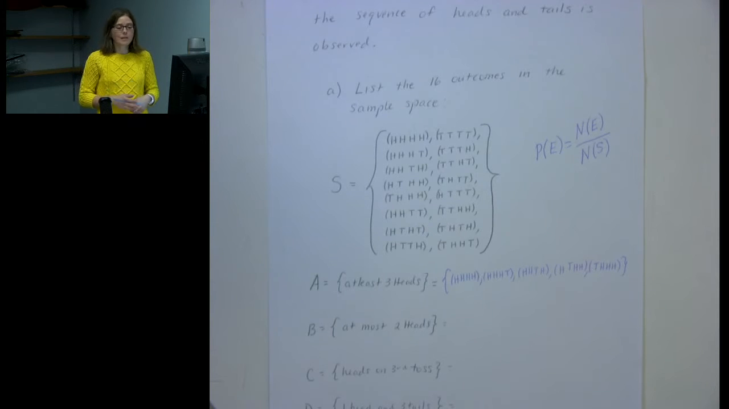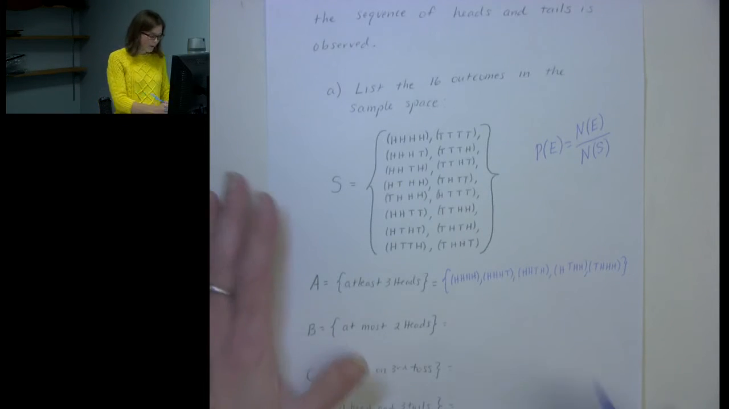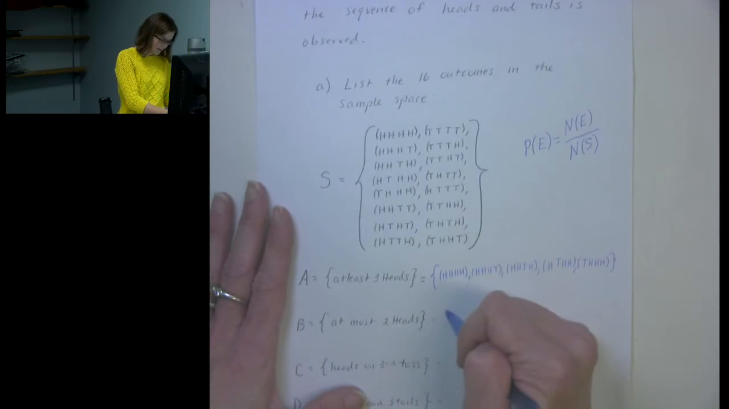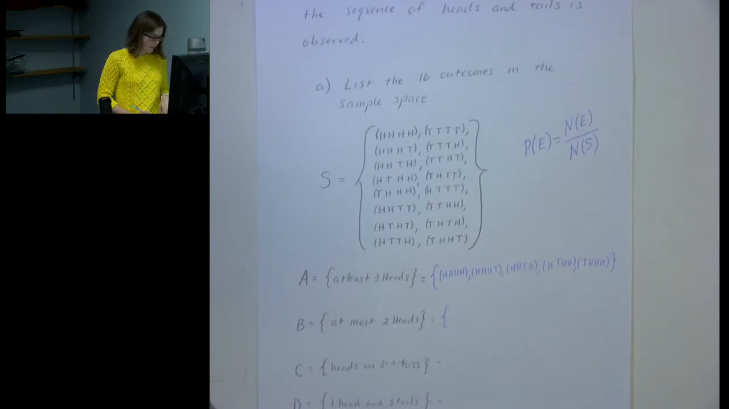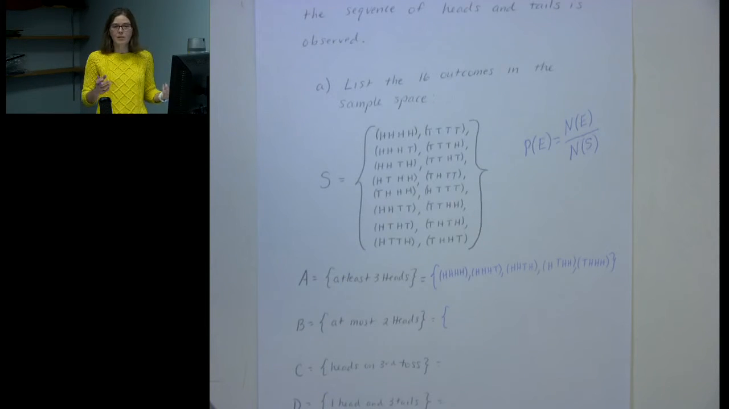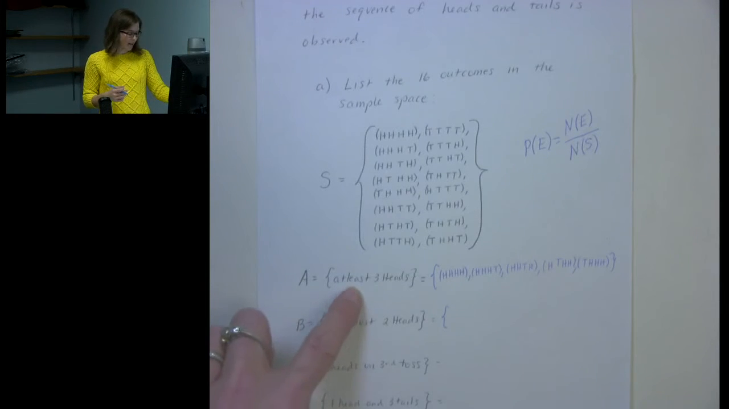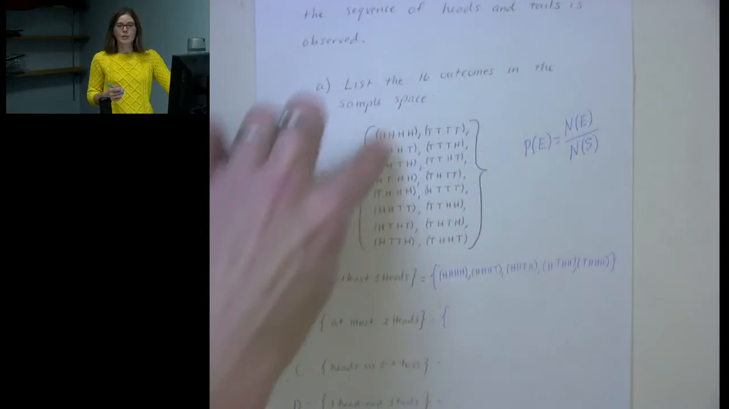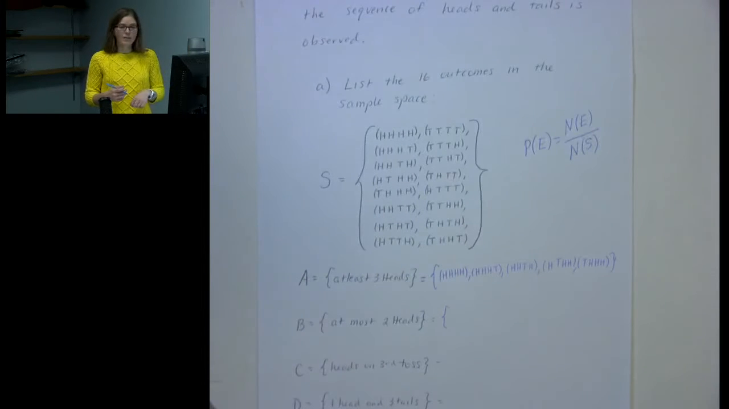Now B is the event that I have at most 2 heads. Notice that having at least 3 heads and having at most 2 heads are complements of each other, right? If I don't have at least 3 heads, that means I have at most 2 heads. So I'm going to be choosing all of the outcomes that are not in A for B.